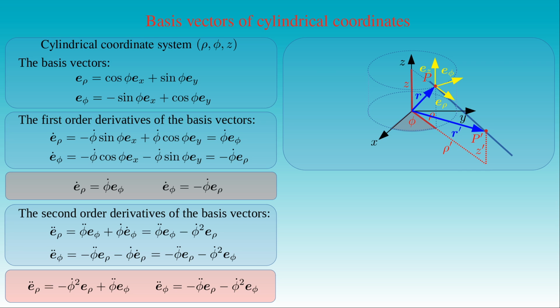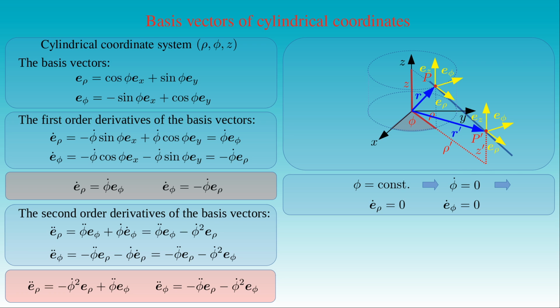Since the azimuthal angle phi is constant, its derivative vanishes. Therefore, the derivatives of the basis vectors e rho and e phi also vanish. That is, the basis vectors do not change along the phi line. As a result, the basis vectors at the point P' are the same as the original ones at the point P.